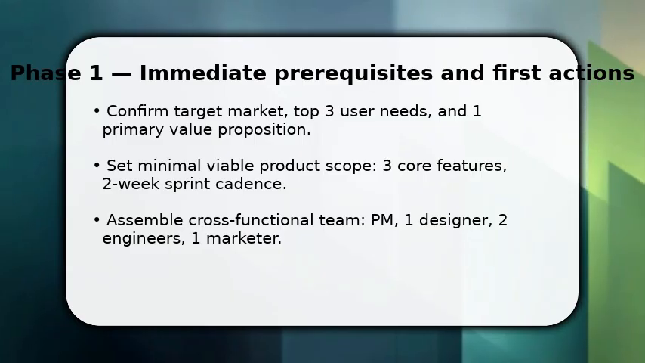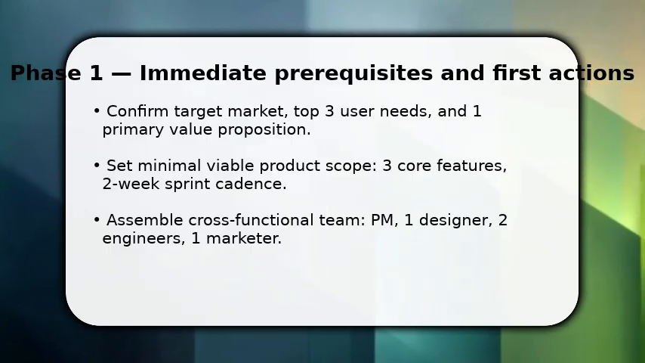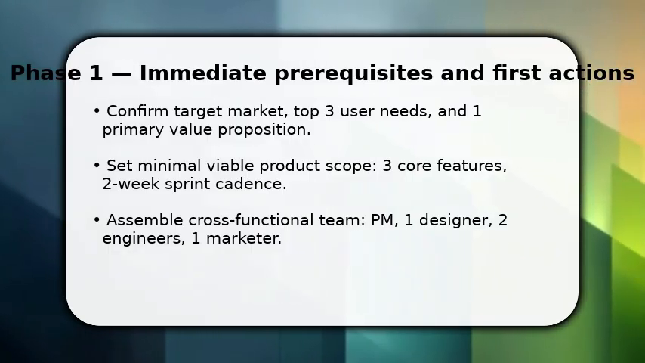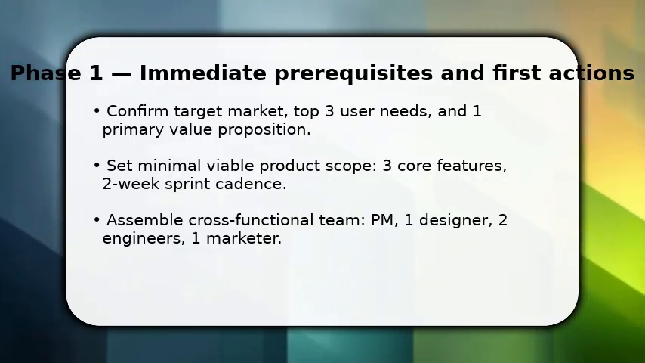You start by validating essentials, confirm the target market and one clear value proposition, then lock the MVP scope to 3 core features so development can move. Once done, create a 2-week sprint plan and assign roles.